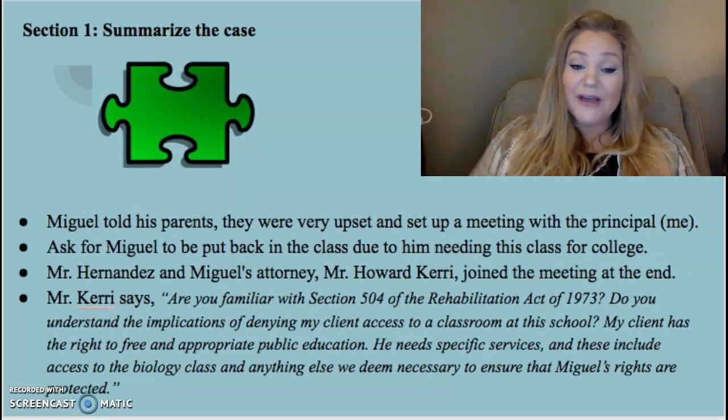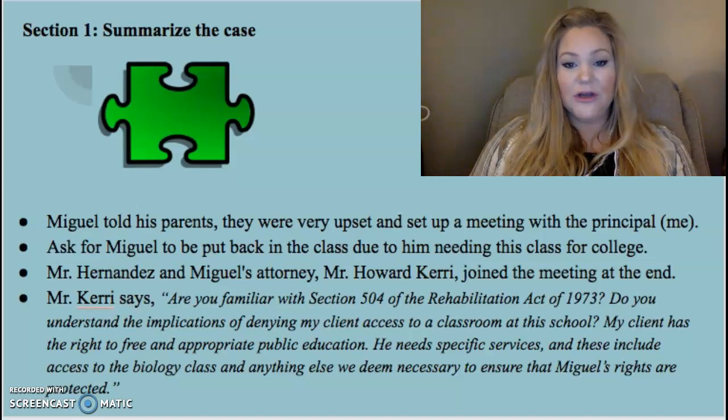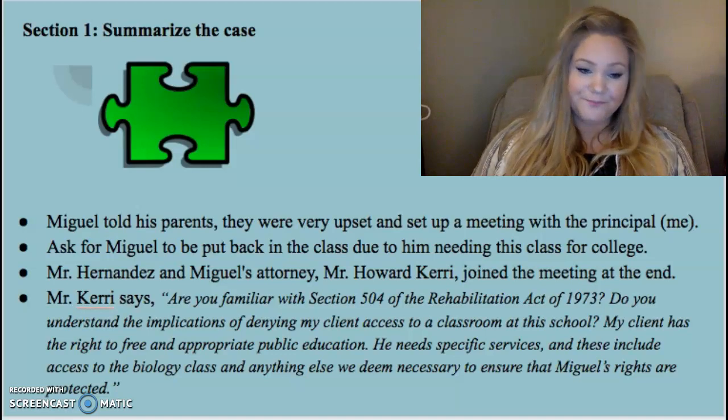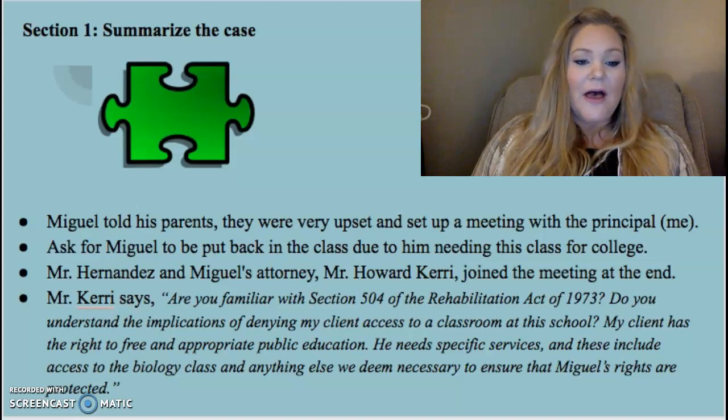Miguel went home and told his parents, so they were very upset. They set up a meeting with the principal. They were upset because they had already met with the counselor and she failed to mention a change of schedule or anything like that. They asked for Miguel to be put back in the class due to him needing this class for college credit. In whatever community college he was planning on enrolling in, he would need this specific course for it. So that was their motivation to keep him enrolled in the course, and it would also meet his high school graduation requirement.